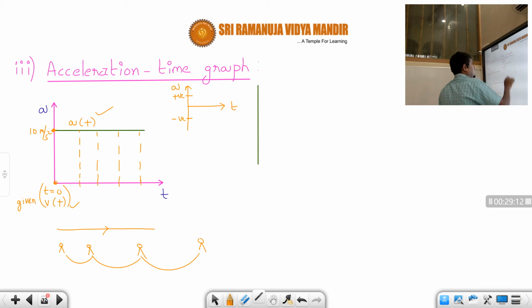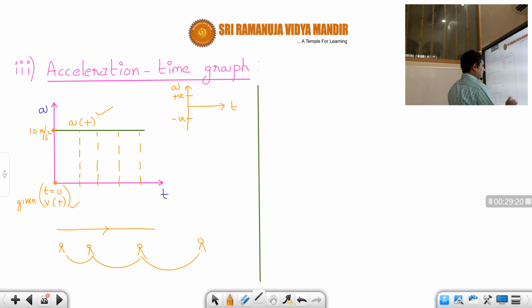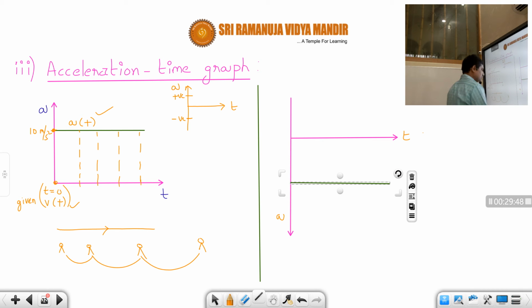Okay, now let us see, suppose let us say the same a-t graph, but the graph is given below the time axis. Suppose this is time, and let us say this is the a-t graph. So now this is the a and this is the time axis. Now the graph is given like this, students. I hope you are understanding.